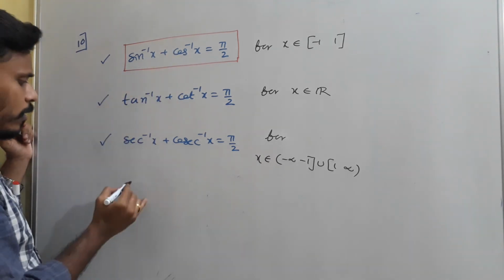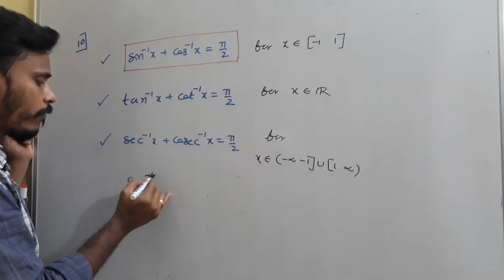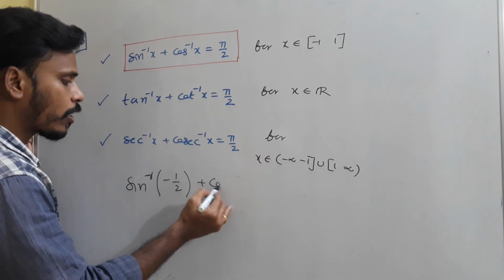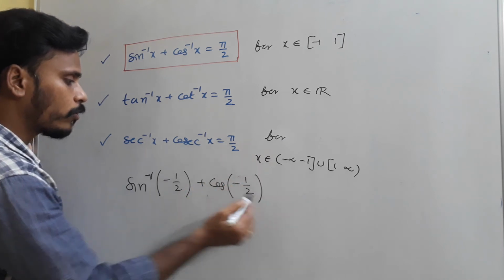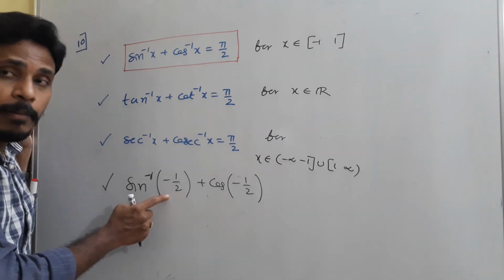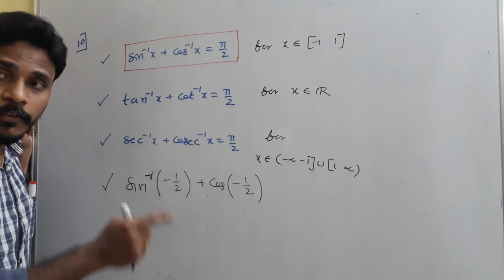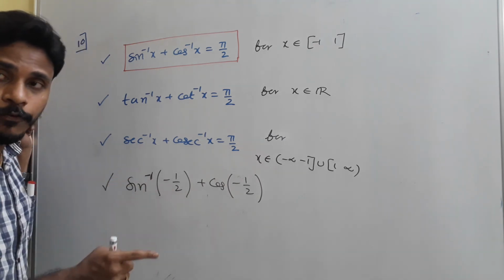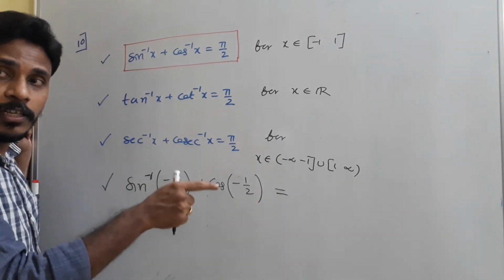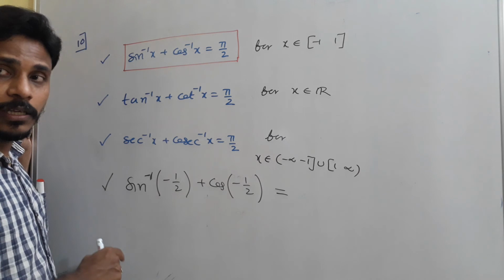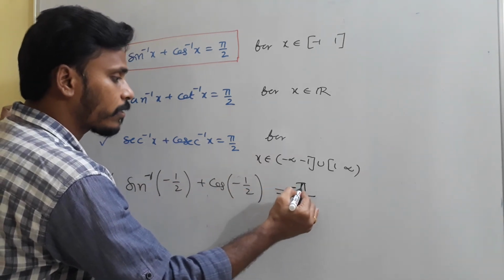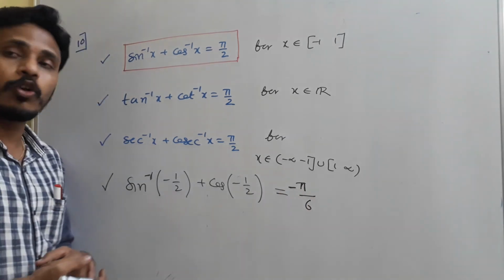Suppose sin inverse of minus 1 by 2 plus cos inverse of minus 1 by 2. What to say about this? See, sin inverse of minus 1 by 2. Since the number is negative, the answer is not in the first quadrant. Since it is sine, it is in the fourth quadrant. If it is 1 by 2, your answer is 30 degrees, pi by 6. Since it is minus 1 by 2, your answer is minus pi by 6. Sin inverse of minus 1 by 2 is minus pi by 6.